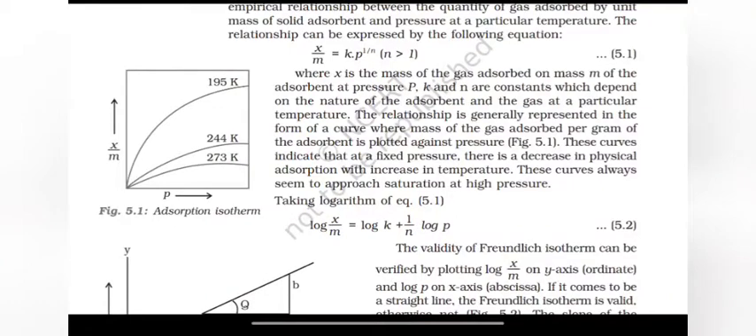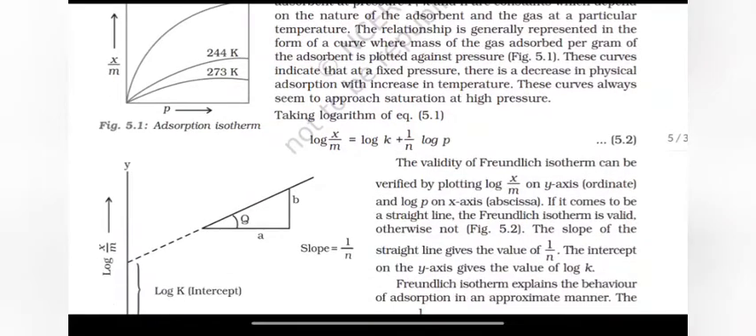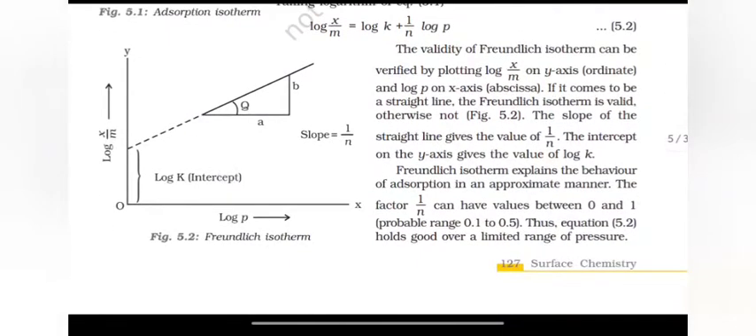These curves indicate that at fixed pressure there is a decrease in physical adsorption with increase in temperature. These curves always seem to approach saturation at high pressure. Taking log, log x/m = log k + (1/n) log p. The validity of Freundlich isotherm can be verified by plotting log x/m on the y-axis and log p on the x-axis. If it comes to a straight line, then Freundlich isotherm is valid, otherwise not.